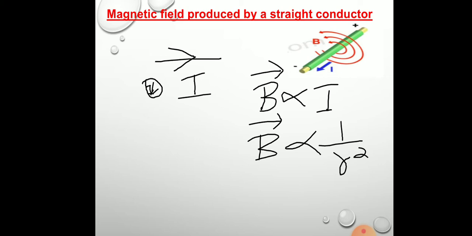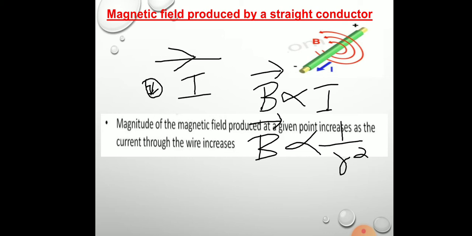So the conclusion, as far as the magnitude of the magnetic field was concerned, was that the magnitude of the magnetic field produced at a given point increases as the current through the wire increases. The magnetic field increases as the current increases. So this expression was the final conclusion, that the magnetic field depends on the amount of current.